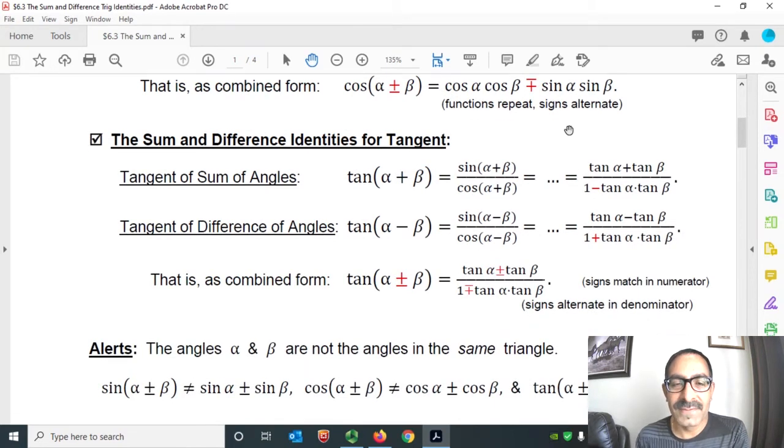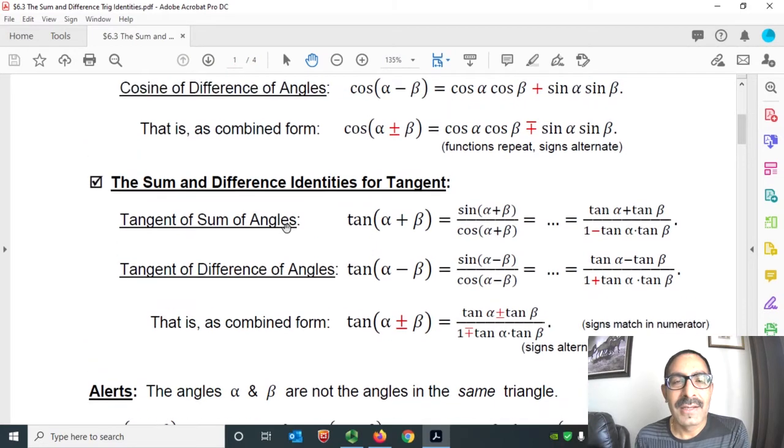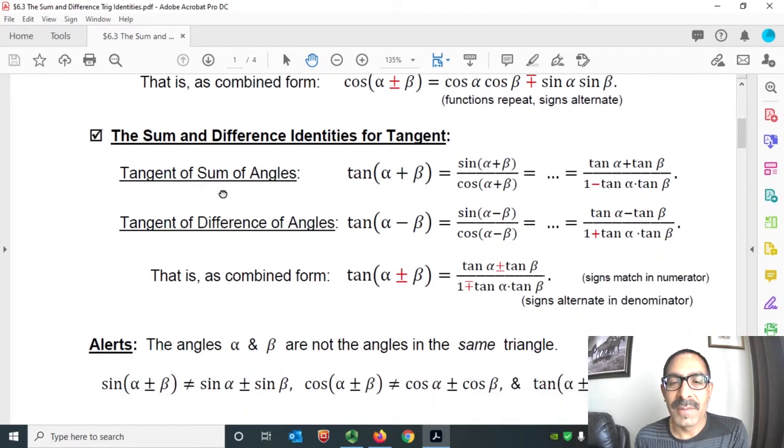Similarly, the sum and difference identities for tangent functions. The tangent of the sum of angles alpha plus beta turns out to be tan alpha plus tan beta over 1 minus tan alpha times tan beta.